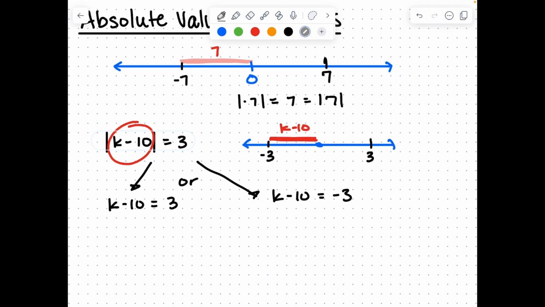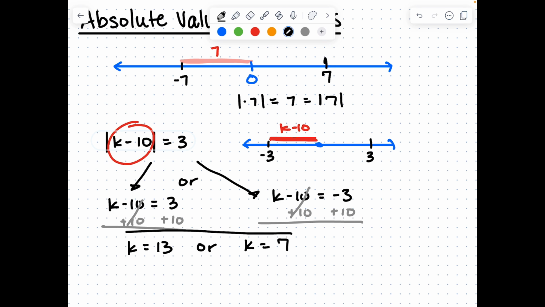Luckily, these are not difficult problems to solve, but you do have to do them one by one, carefully. So k could equal 13, or look at the other one. Luckily, the steps we take to isolate our k are the same because we're using the same expression inside the absolute value. So k could equal 13, or k could equal -3 plus 10, which is 7. So it's a two-part answer because absolute values can go in two different directions.